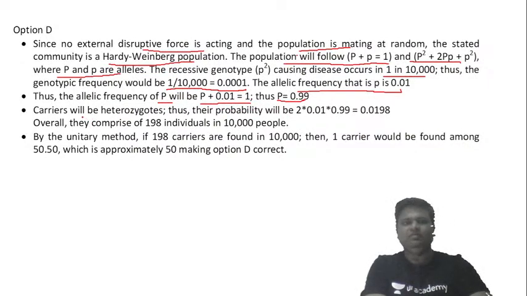So carriers will be heterozygotes and thus their probability will be 2 into 0.01 into 0.99, that is 0.0198. So overall they will comprise 198 individuals in 10,000 people. So by unitary method, if 198 carriers are found in 10,000, then one carrier will be found among 50.50, which is approximately 50, making option D correct.